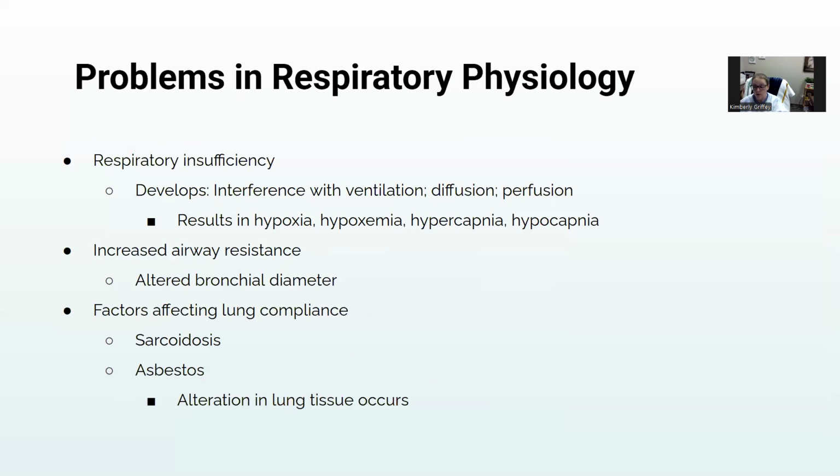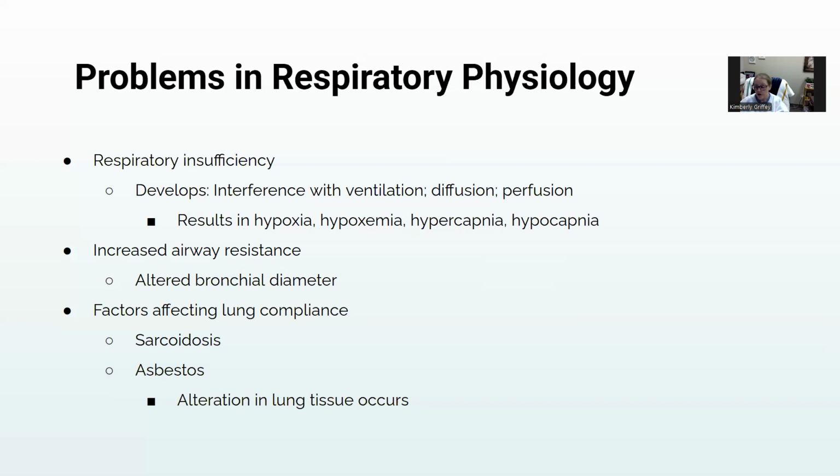So there are some problems in the respiratory physiology. You can have respiratory insufficiency. And this develops due to either an interference with ventilation, diffusion, or perfusion. And this can result in hypoxia, hypoxemia, hypercapnia, and hypocapnia.